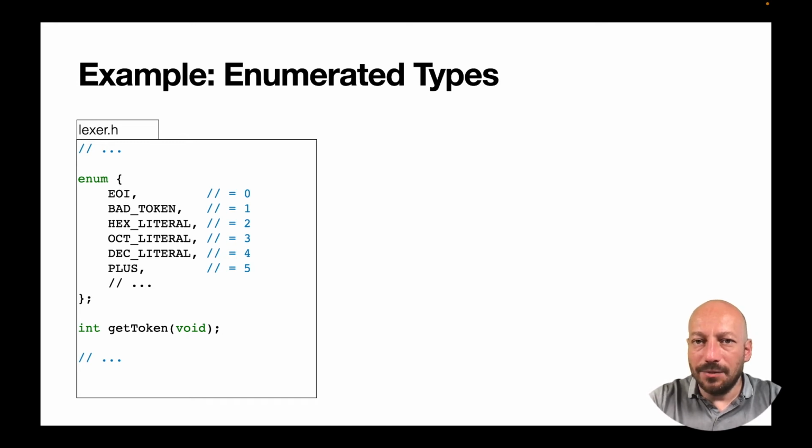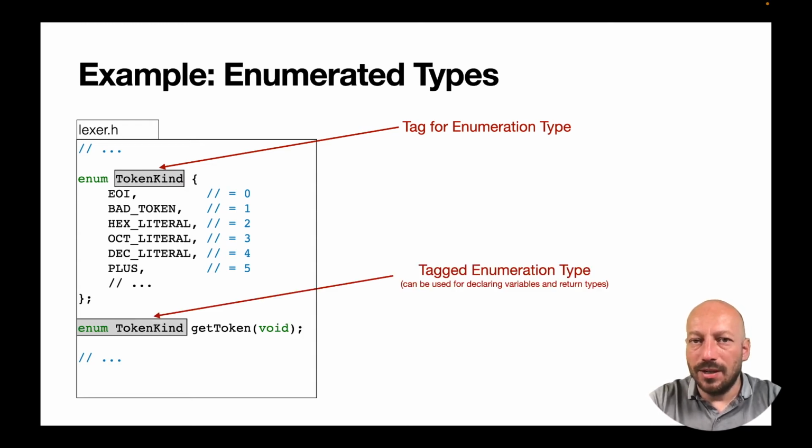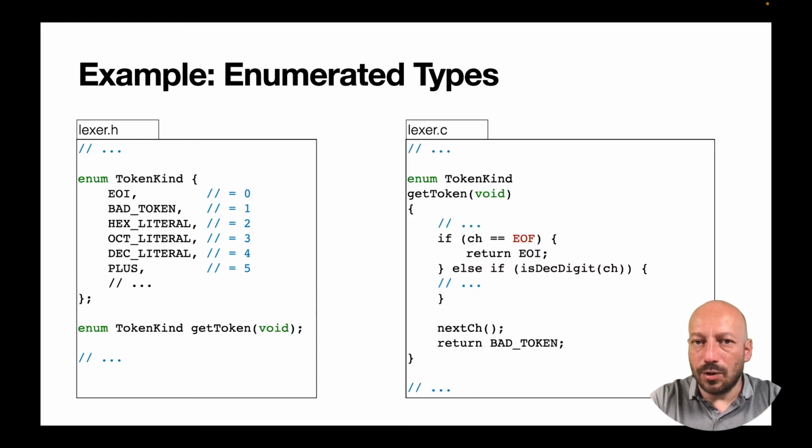For making that clear, we will first change this enum type definition by adding a so-called tag to it. And then together with this enum keyword and this tag, you can use this for type declarations, like for the return type of this function. For the implementation of the function, it simply means that we change its return type also here to enum token kind.